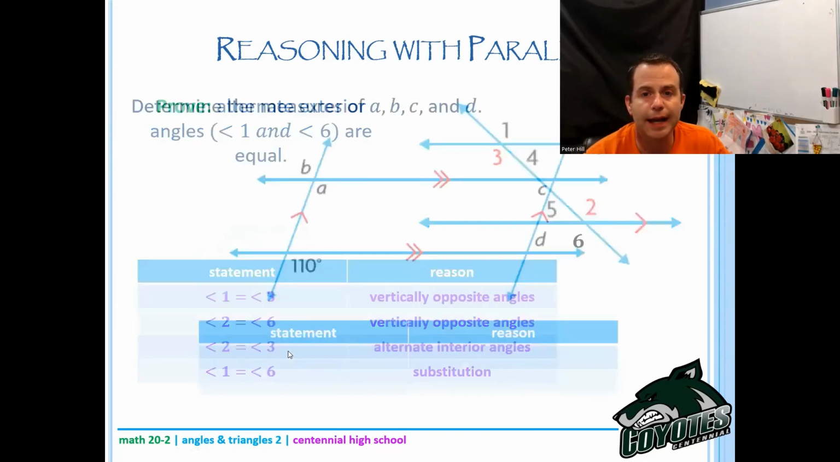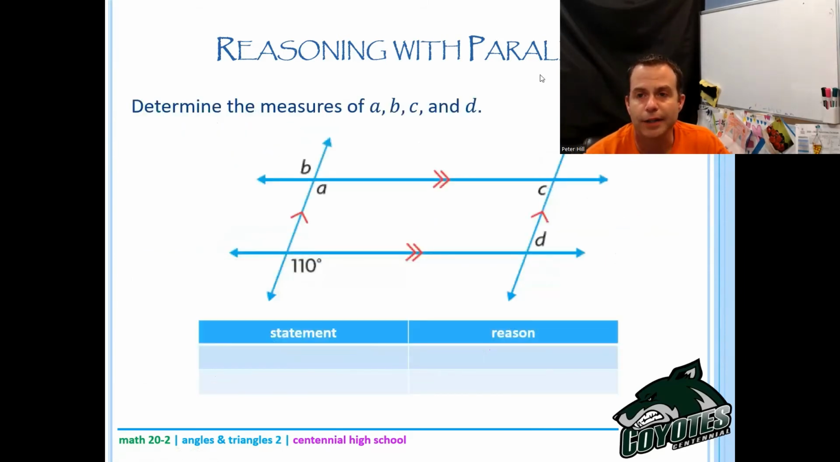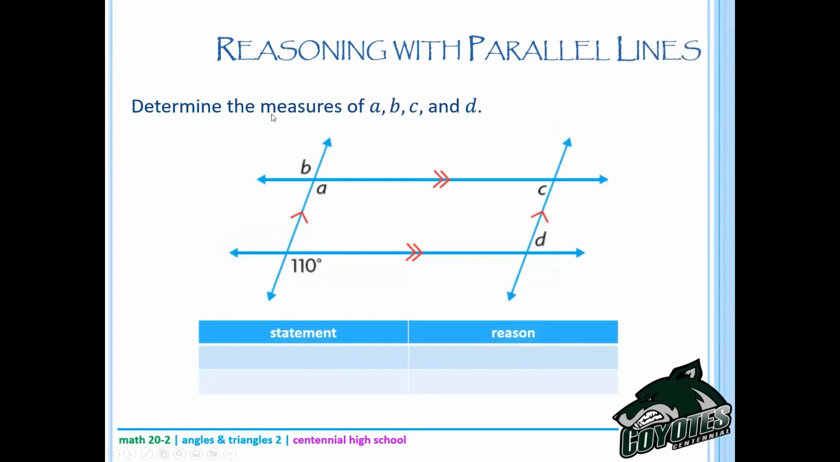Let's take a look at this now. And again, I'm going to hide myself for just a sec so you can see the picture. The question is, determine the measures of A, B, C, and D based on things you know. Well, right away, I know that angle A has to equal 110. When I look at angle A, I see angle A is corresponding to that 110.